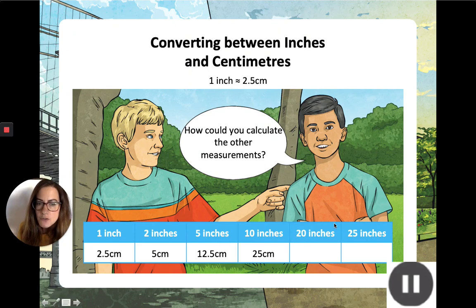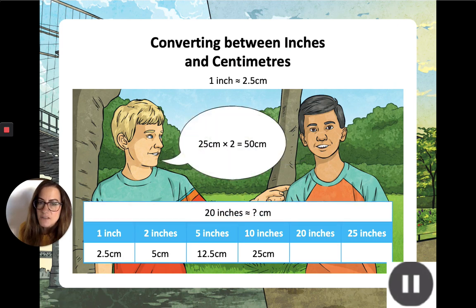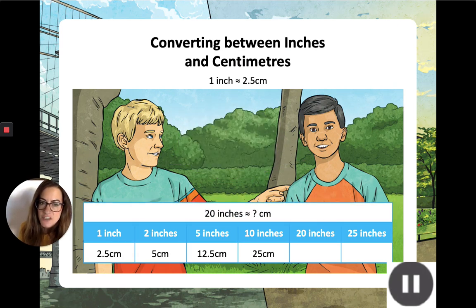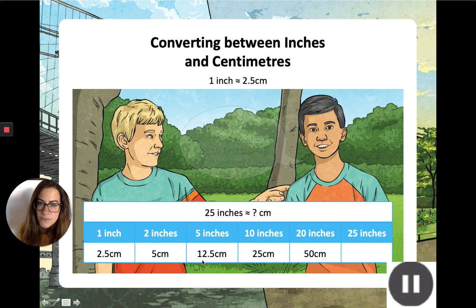What about 20 inches? Well, if I've got 10 inches, 20 is double 10. So I can double the centimetres. 25 times 2, or doubled, is 50. Easy peasy. Now, last one, we want to find out 25. Well, I've got 20 and I've got 5. So to get 25, I add 20 and 5. So I can add together the centimetres as well. Add 50 and 12.5. And that gives me 62.5.